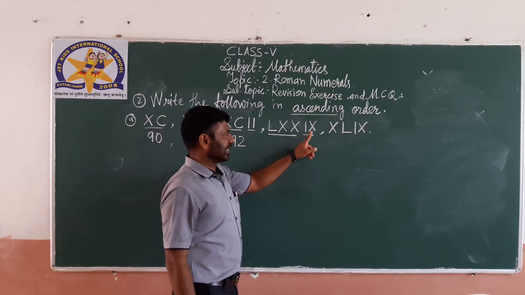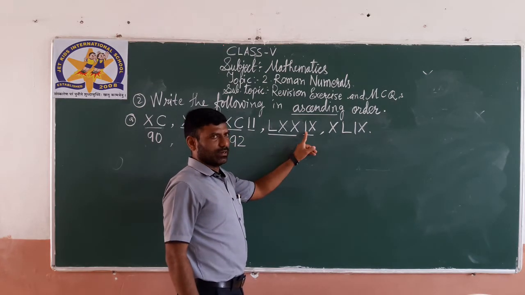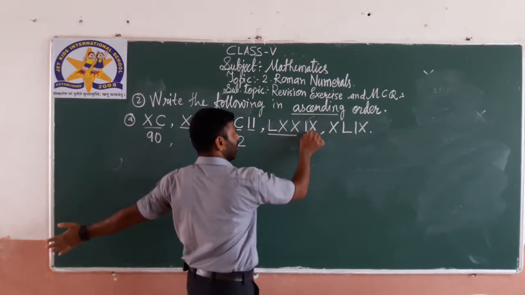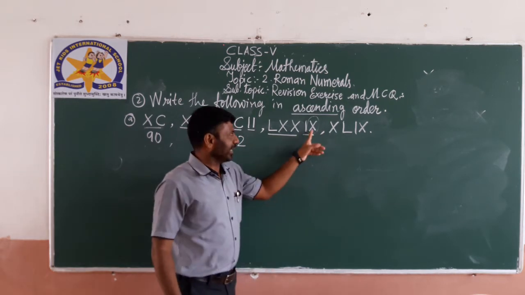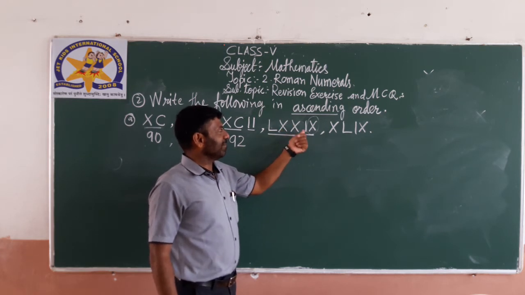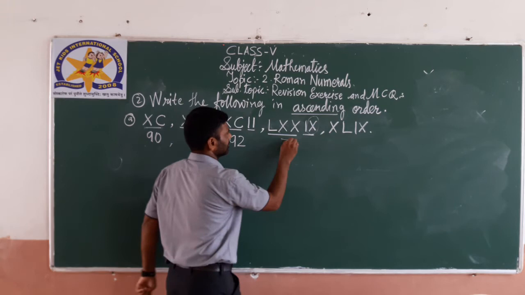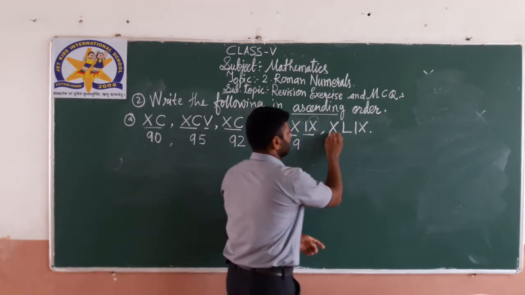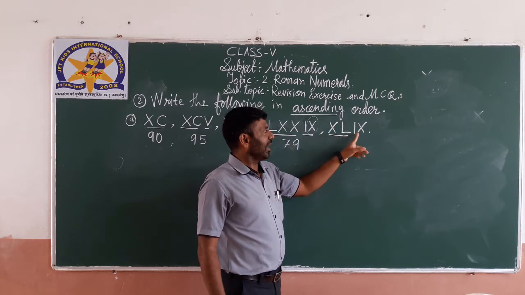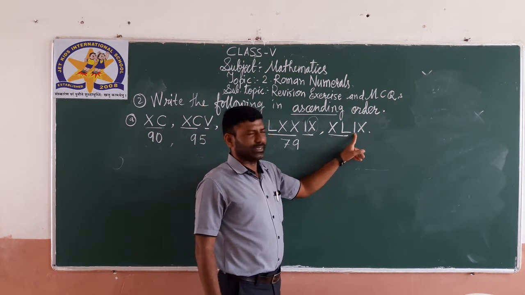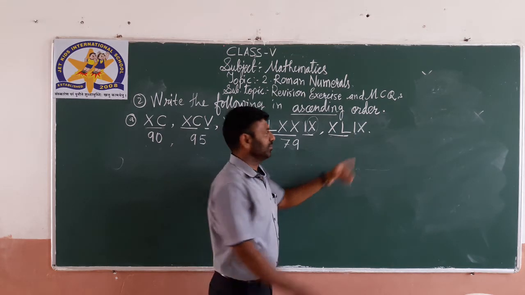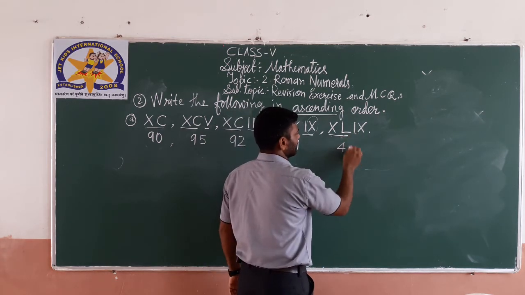And IX, that is 10 minus 1. I means 1, X means 10. If you put a smaller symbol on the left side of the bigger symbol, it means subtraction. So 10 minus 1, 9. So 50, 60, 70. 70 plus 9, 79. And this is XL, means 50 minus 10, 40. And this is IX, means 10 minus 1, 9. XL means 40, IX means 9, 49.